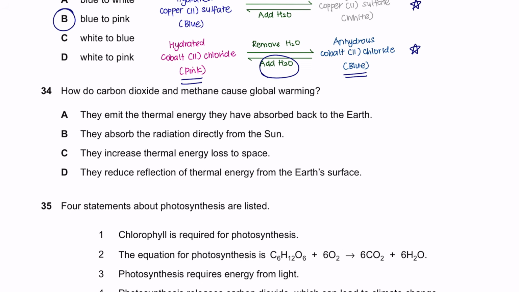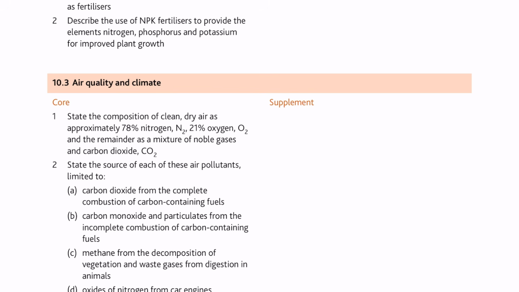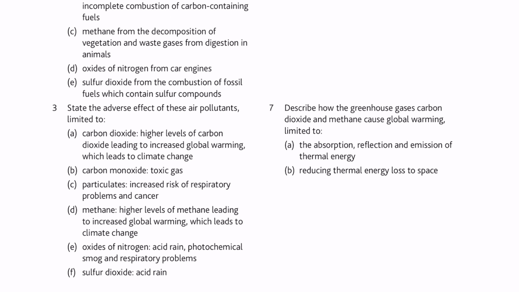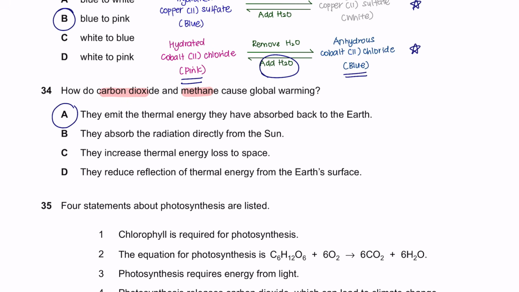Next, question 34. How do carbon dioxide and methane cause global warming? If you look into your syllabus outline under air quality and climate, it has been clearly mentioned how the greenhouse gases such as carbon dioxide and methane can cause global warming. This is due to the absorption, reflection, and emission of thermal energy, therefore reducing the thermal energy loss into space. So the answer is A.